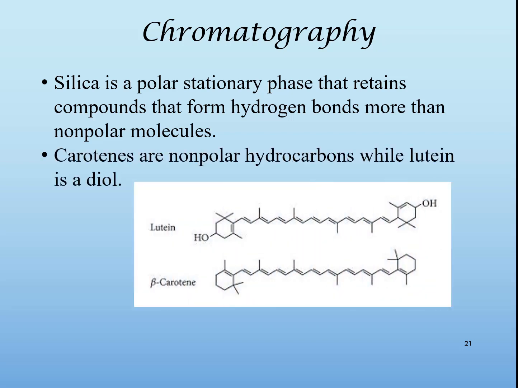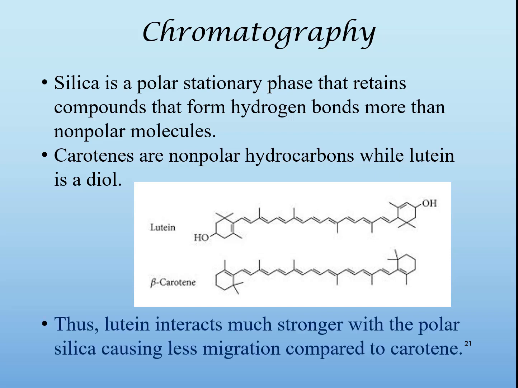If you look at the structures of carotene and lutein, we see that carotene is a hydrocarbon which has several double bonds but no heteroatoms. Lutein is very similar but also has two hydroxy functions, which makes it significantly more polar. The two OH groups can interact with the polar stationary silica, resulting in a higher degree of retention, or in other words, the carotene migrates more on a polar stationary phase than the lutein.